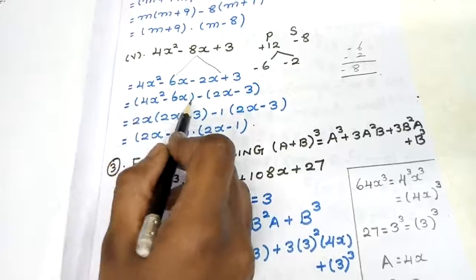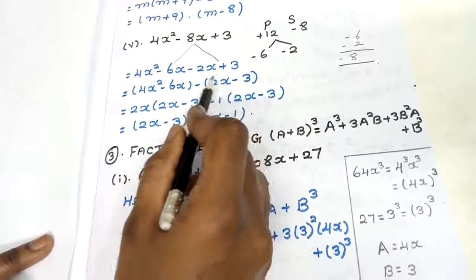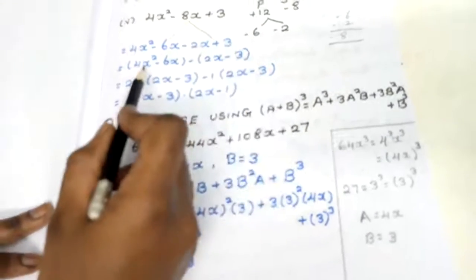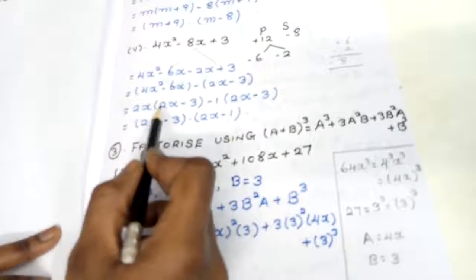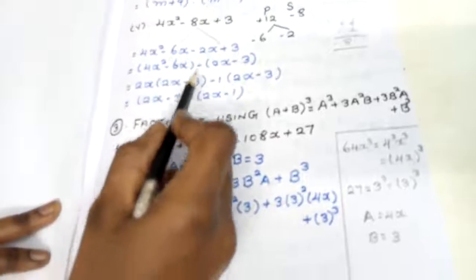That is, I am putting the first two terms in a bracket, students, and the last two in another bracket. From 4x square minus 6x, I am taking 2x outside, 2x into 2x minus 3.